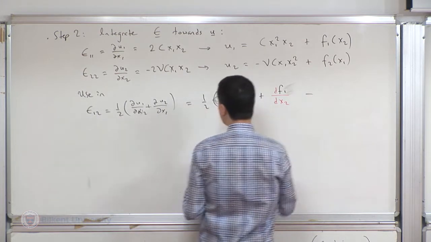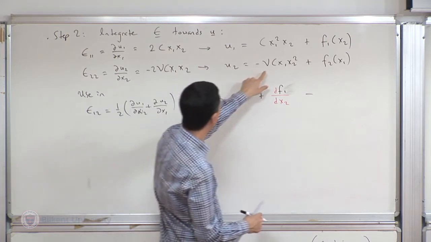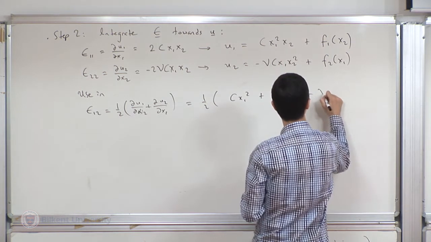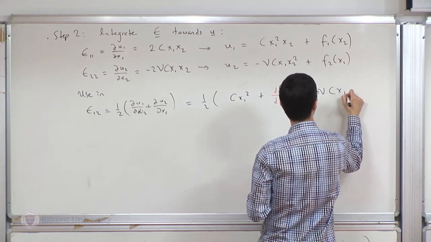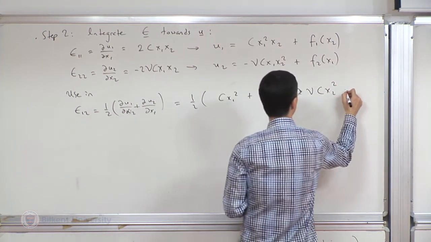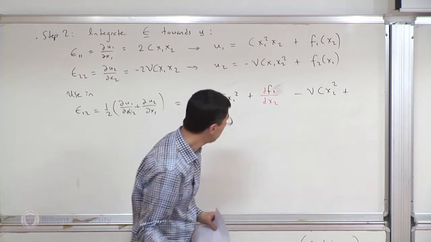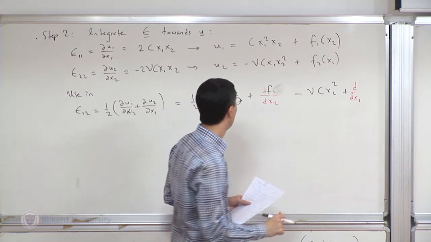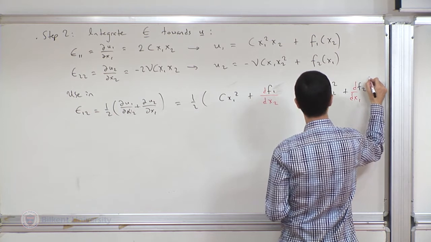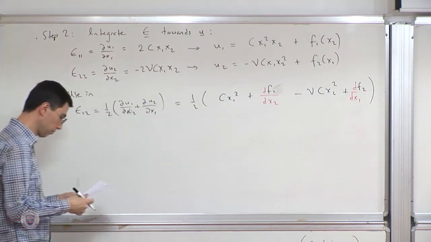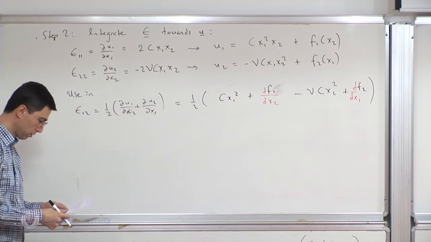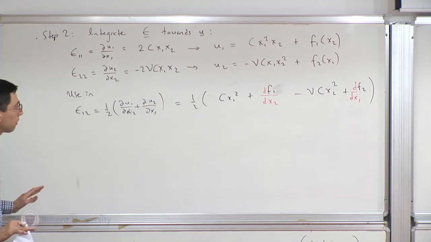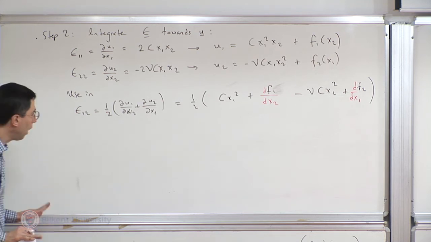Then plus u2 with respect to 1, u2 with respect to 1 minus nu c x2 squared, and then plus, again, d over dx1 in this case, f2. Of course that doesn't quite tell me anything, but now I know a little bit more.